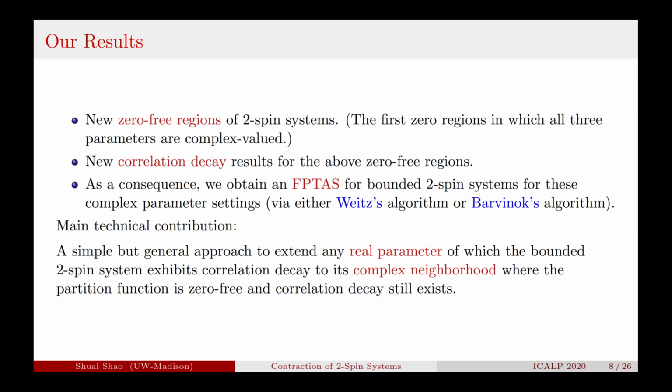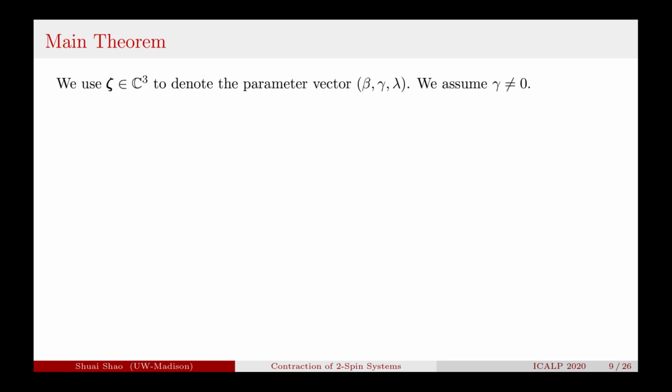Our main technical contribution is a simple but very general approach to extend any real parameter of which the bounded-degree two-spin system exhibits correlation decay to its complex neighborhood, where the partition function is zero-free and correlation decay still exists. Now let's formally describe our main result.